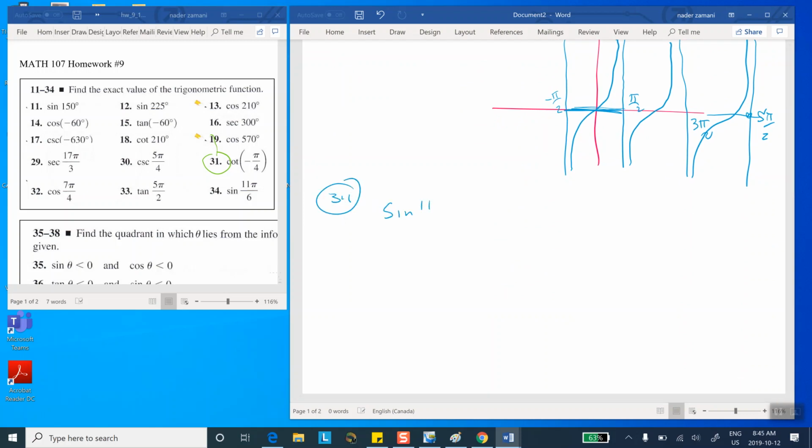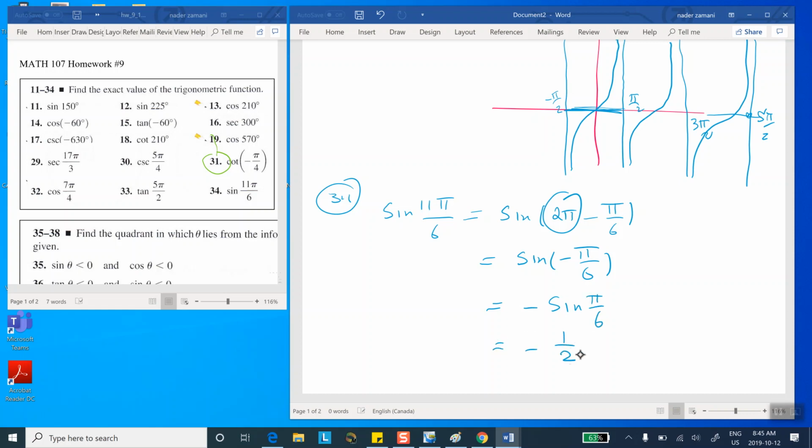Sine of 11 pi over 6. So I'm going to write this as sine of 2 pi minus pi over 6. And the period of sine is 2 pi, so immediately I can write this as sine of minus pi over 6, because when you add the period, the value will not change. And sine is an odd function, so the minus comes out. And this is, of course, 1/2, minus 1/2.